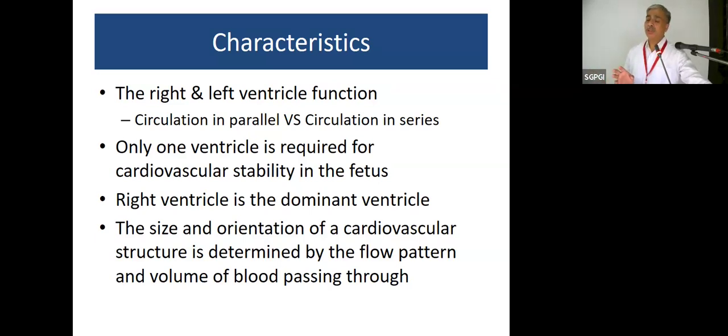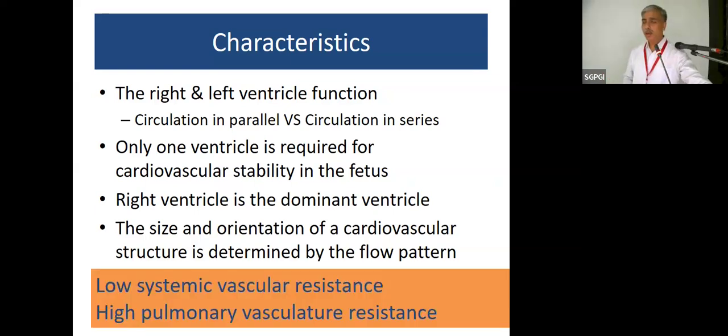The fourth, the size and orientation of a cardiovascular structure, which means any chamber, is determined by two things: the flow pattern and the volume of blood through which it passes. So this will make us understand that whenever we have a congenital heart disease because of any reason, the entire pathophysiology is dependent on or guided by the flow pattern. So these are the four characteristics of fetal circulation. The basic understanding is that we have a low vascular resistance in the systemic circulation and a very high resistance in the pulmonary circulation. This is the basic concept that we have to understand.